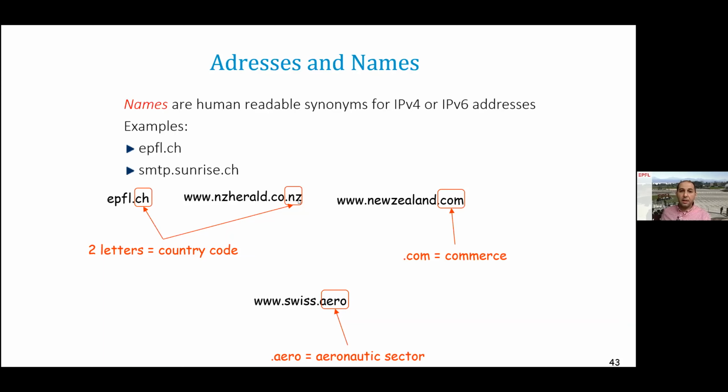And here we see that we have two letters. It means that it's a country. Here we have com, for everything related to commerce. Here we have aero. This means everything related to the aeronautic sector. And we can imagine having any kind of domain name here. You can create your own domain name and buy it and book it if you want.